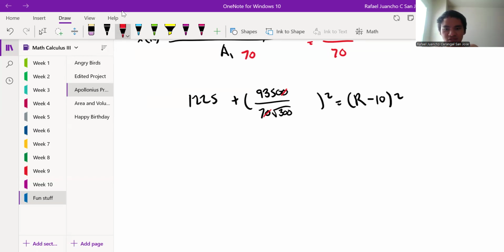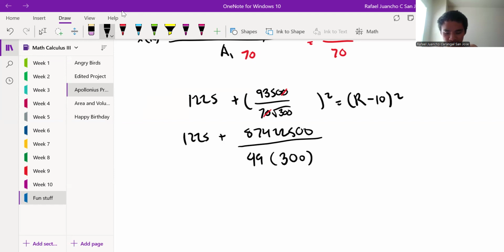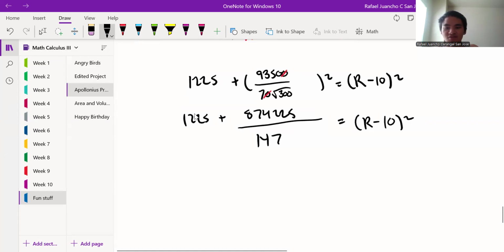If I square this thing, what am I gonna get? Oh my God, I got a really big number. 8742250. This one's 7 squared, so I get 49 times 300 is 14700. I could take out the zeros. Now I'm left with this 8742225 over 147. And this is equal to r minus 10 squared. And then from there, I could just square root the thing.